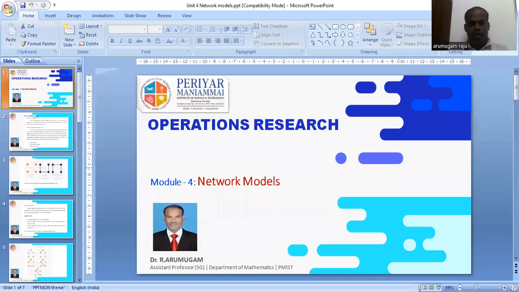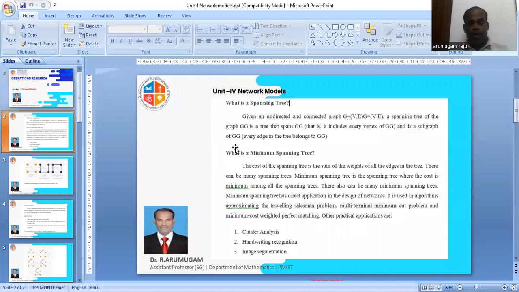Actually, the network models are based on the network. So, in operations research, we have the network model. In the network model, we have the basic definitions. The first one is vertices and edges.